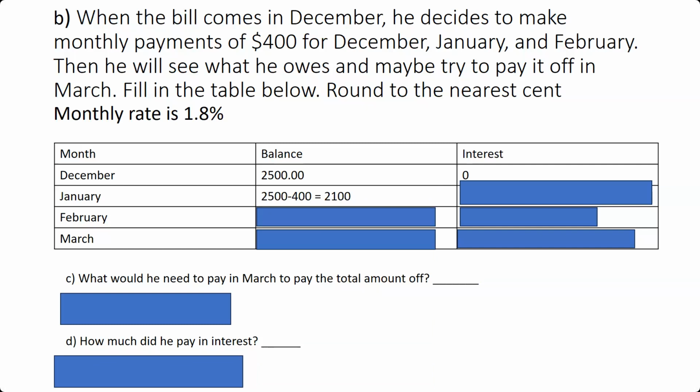So the first thing we need to do is write 1.8% as a decimal. What is 1.8% as a decimal? 0.018. And we want 1.8% of the 2,100, so we're multiplying those. So the interest should be $37.80. Go ahead and do the next 2 months.